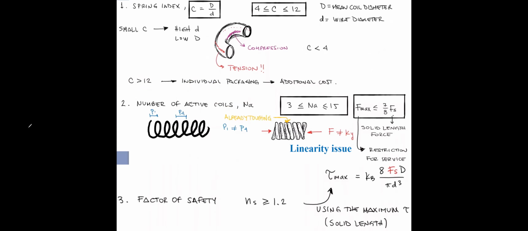Now, the number of active coils. If you still remember the table we looked at in the previous course, there is a table to define the active coil number based on the spring's end conditions. Usually the number of active coils is between 3 and 15.